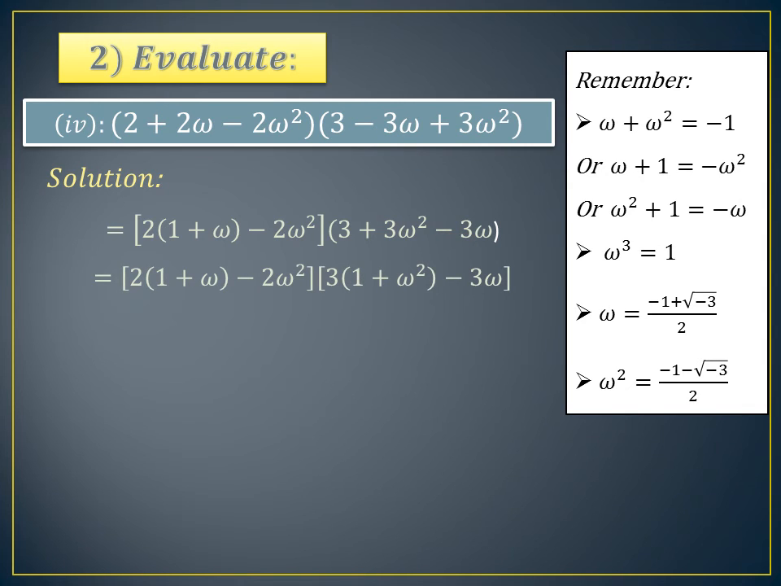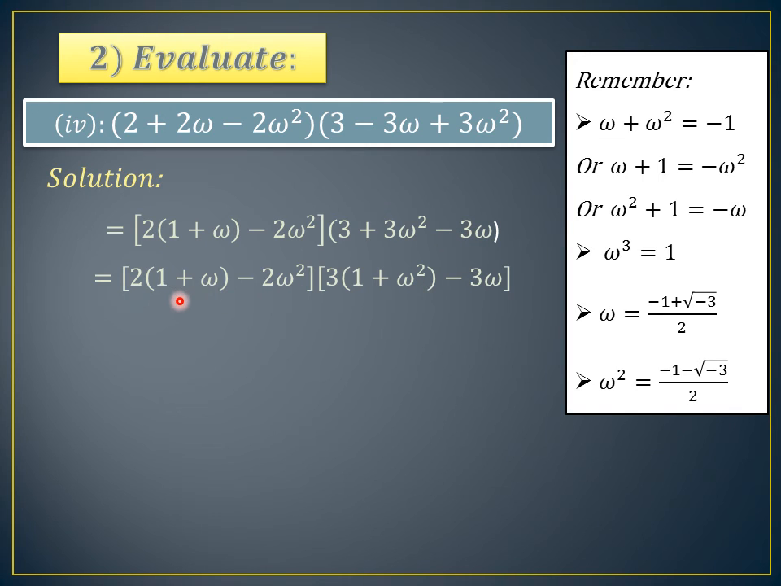In the next step, I have taken common from the second bracket as well. So 3 is the common digit from the second bracket. So what remains inside the bracket? 3 will be changed to 1. Then this plus sign, 3 is outside the bracket, so omega square will be written inside the bracket. Minus 3 omega will be the same.